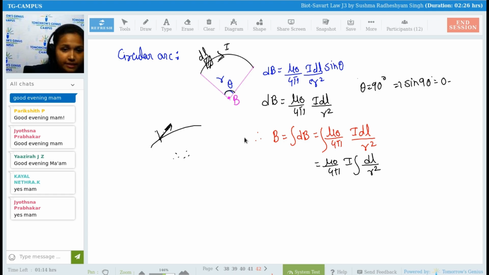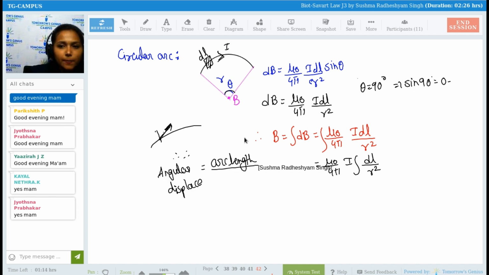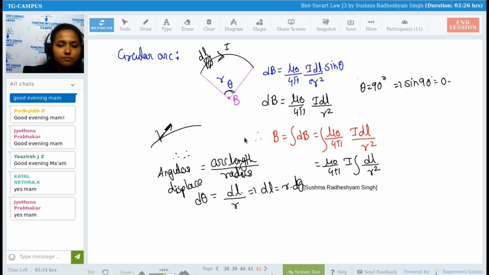We know that d theta, what is your angular displacement? Angular displacement formula seems like arc length over radius. Am I right? So what is your arc length, my dear students? Arc length, your dl, over radius. And what is angular displacement? It is d theta. So instead of dl, we write r times d theta. So now put this value in this equation.